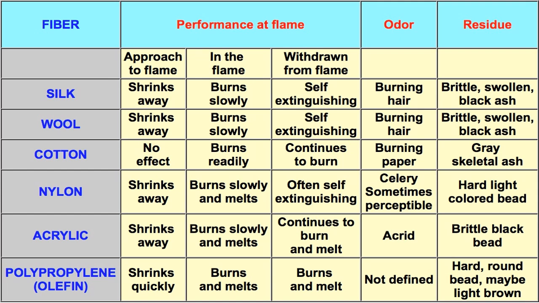In case of synthetic fiber, nylon, there is a lot of difference in the burning behavior. So here the ash will be hard and light colored, bead-like. In case of acrylic, it will be a brittle, black bead. In case of polypropylene, it is a hard, round bead, maybe light brown in color. So there is a difference with the synthetic fibers in their behavior with the flame, and silk and wool have a difference with the cotton fiber.